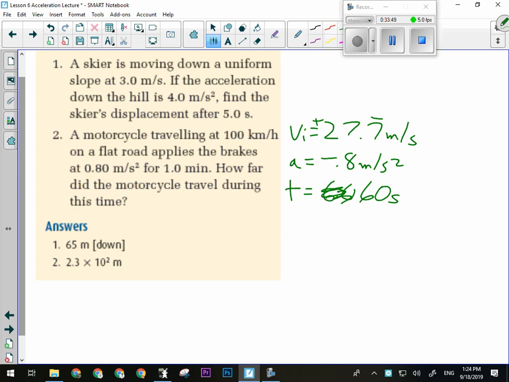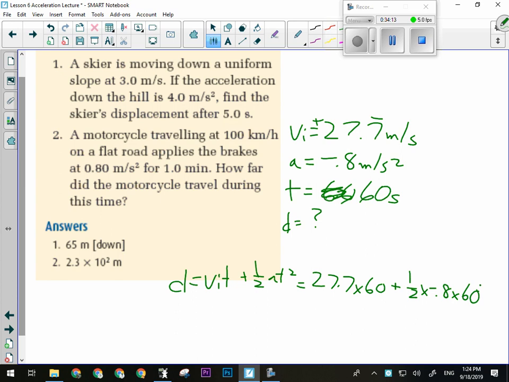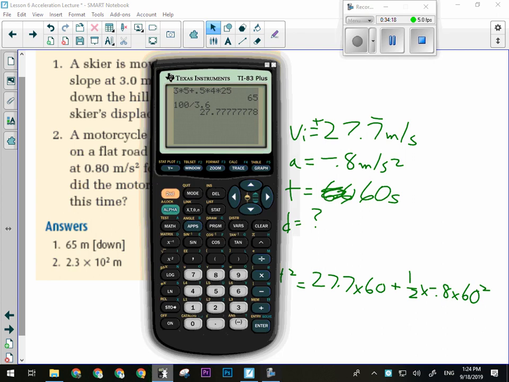Oh. Okay, so we're looking for D here. Okay, so D equals VI times T plus 1/2 AT squared. So when I plug in my numbers here, that's going to be 27.7 repeating times 60 seconds plus 1/2 times negative 0.8 times 60 squared. Right? So when we're plugging all those numbers in, plus 0.5 times negative 0.8 times 60 squared.